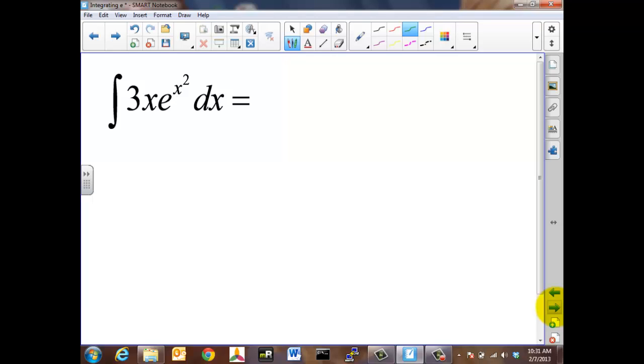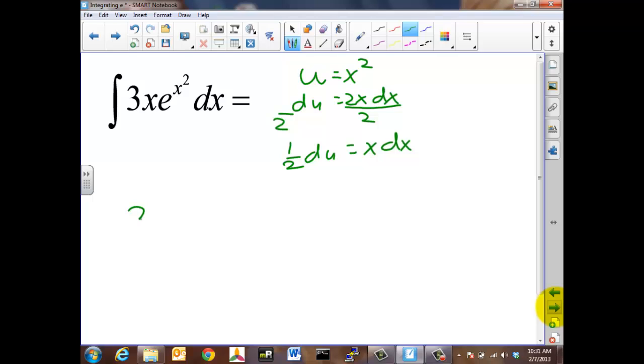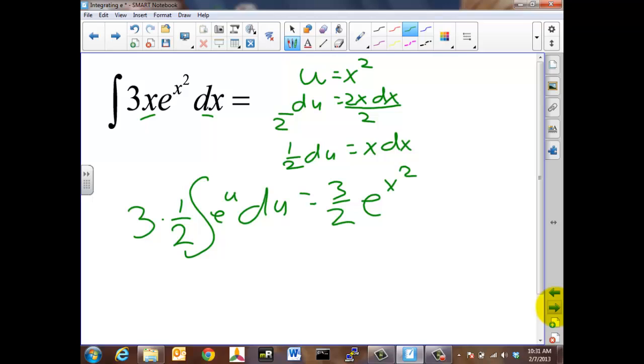3x e to the x squared. What's u? Yep. U is almost always going to be your power. Okay? So du is 2x dx. Well, we've got 3x, so we've got to multiply by 3/2. We've got to get 1/2 du equals x dx. So we can move the 3 out, move that 1/2 out, and then we've got the x dx left in here. X dx is going to be replaced with du. We're integrating e to the u. 3/2 e to the x squared plus c. Problem solved. Questions, comments, observations?